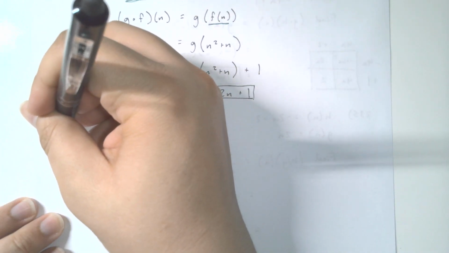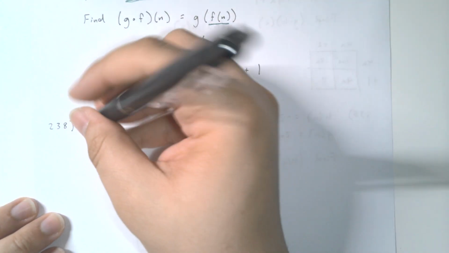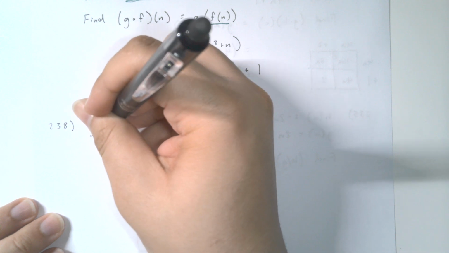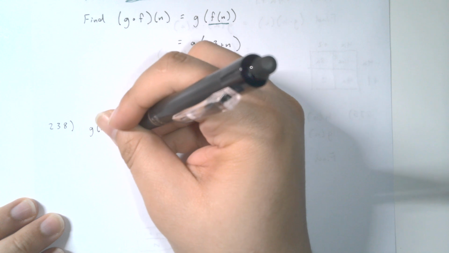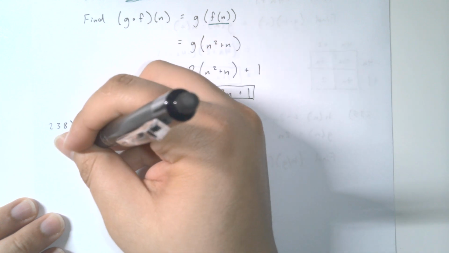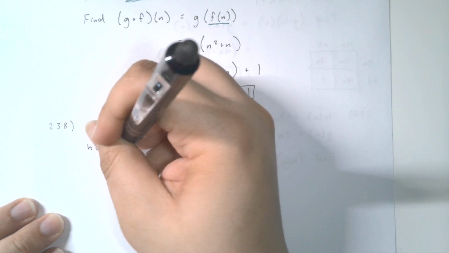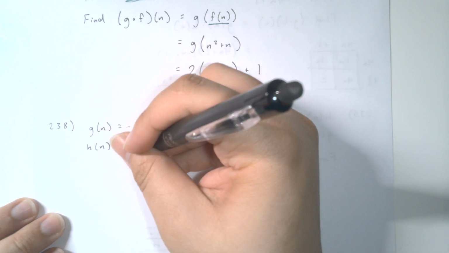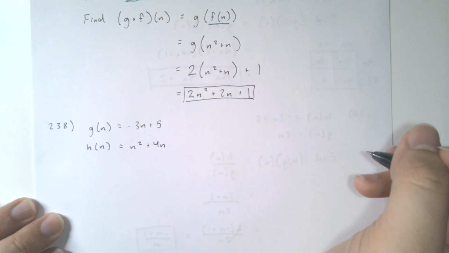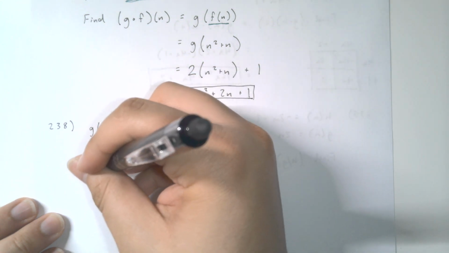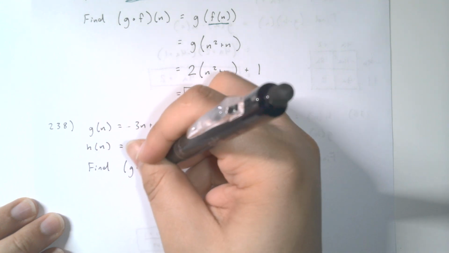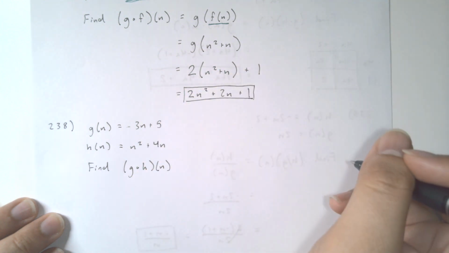For number 238, we have g of n is equal to negative 3n plus 5. And we have h of n is equal to n squared plus 4n. Now we want to find g composed with h of n.